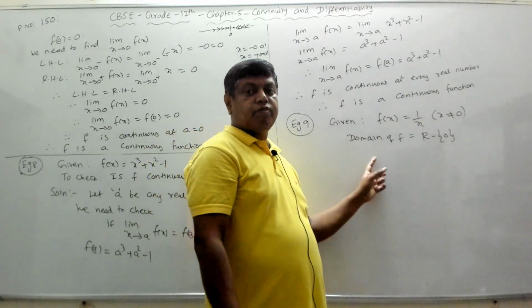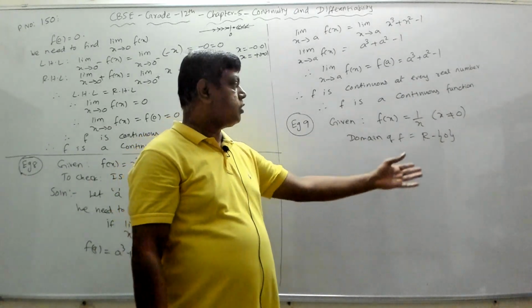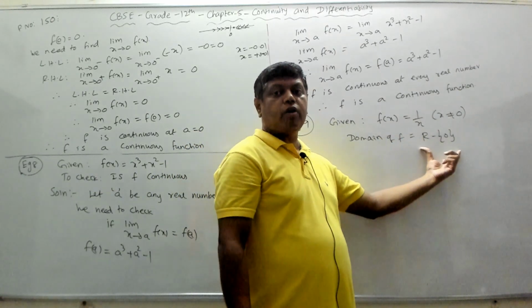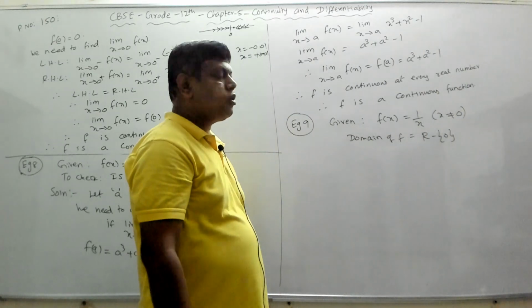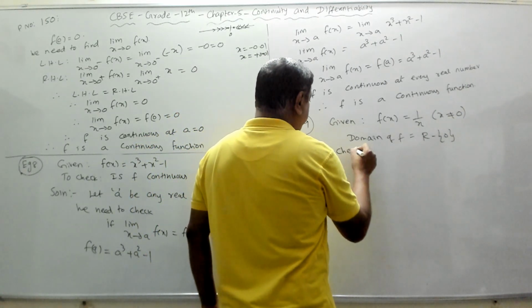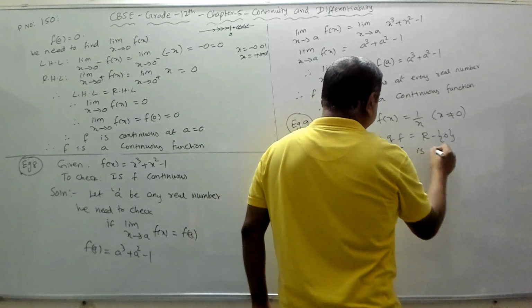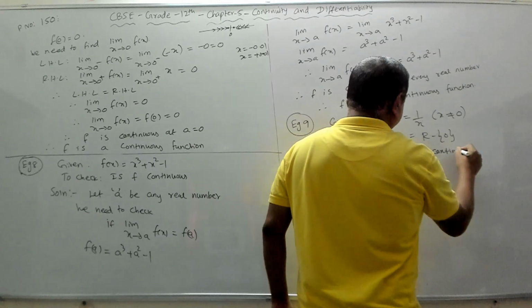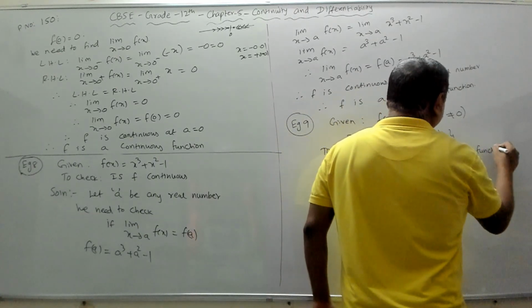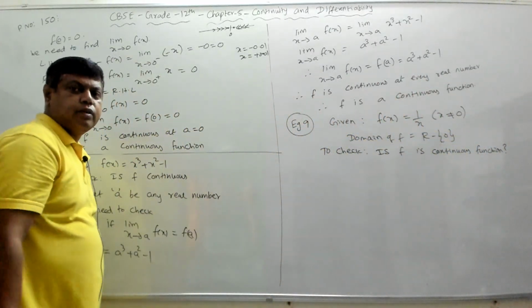Which means you have to check whether f is continuous at every point except 0, because 0 is not in the domain of f. The domain of f does not have 0. It is the set of all real numbers minus 0. That is the domain of f. Now we have to check whether f is continuous. Continuous means continuous function. That is the question. That's what we have to discuss.